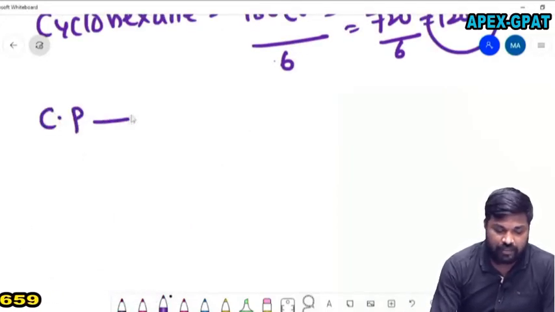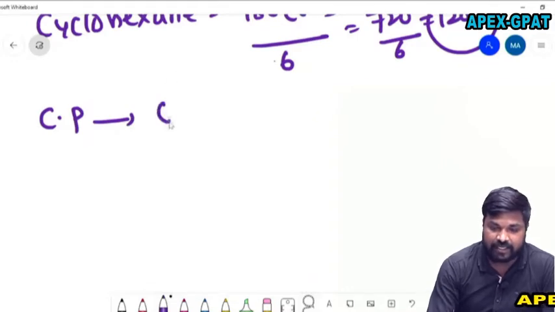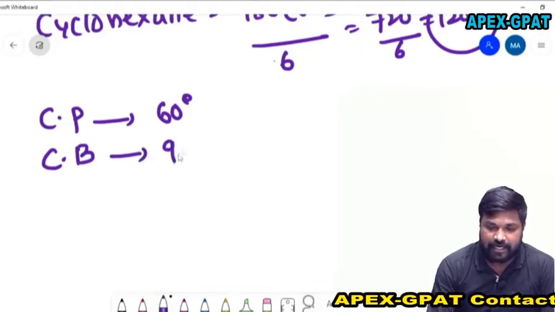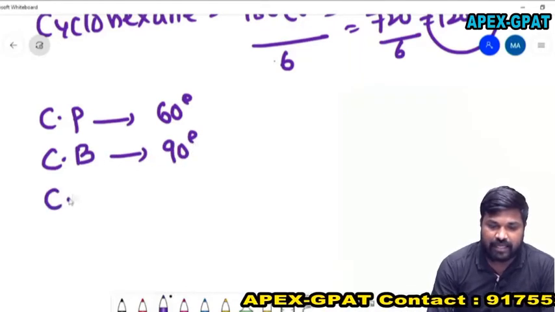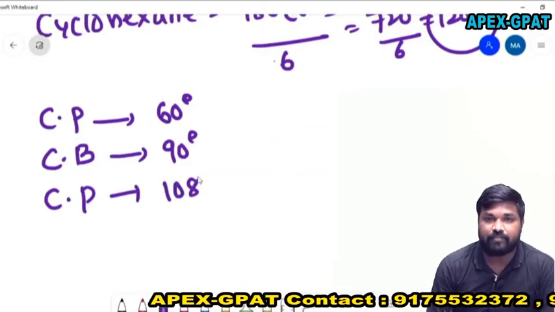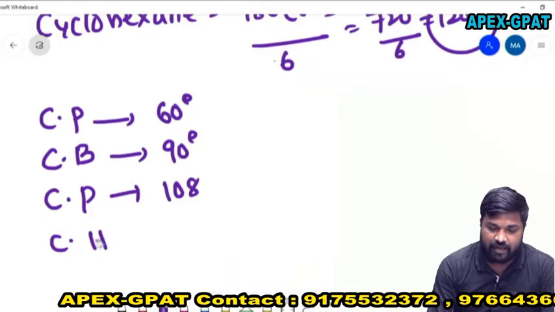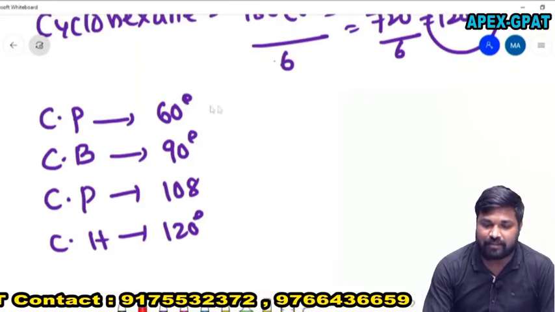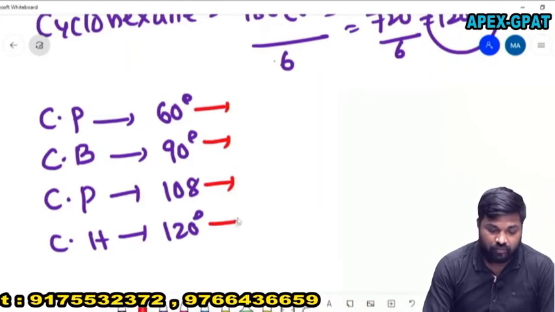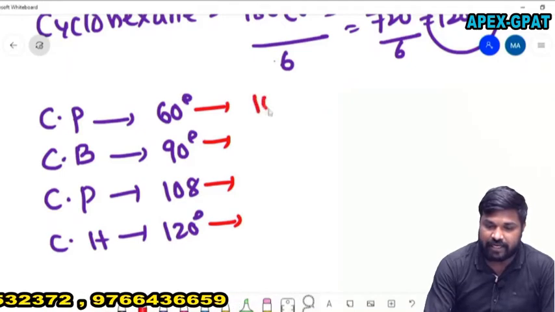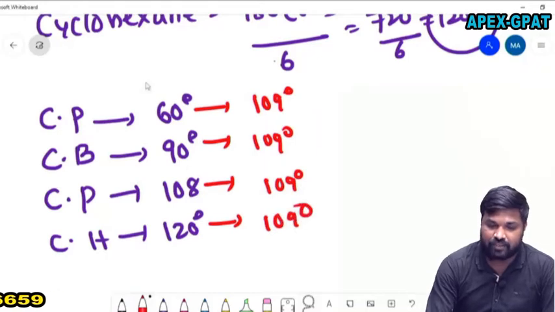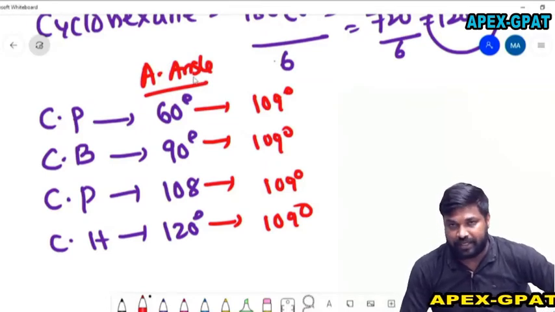Now look here. For cyclopropane the actual angle is 60 degrees, cyclobutane 90 degrees, cyclopentane 108 and cyclohexane 120 degrees. Now what is the desired angle for all these tetrahedrals? We know the desired angle is 109 degrees, but the actual angles we are getting are 60, 90, 108 and 120 degrees.